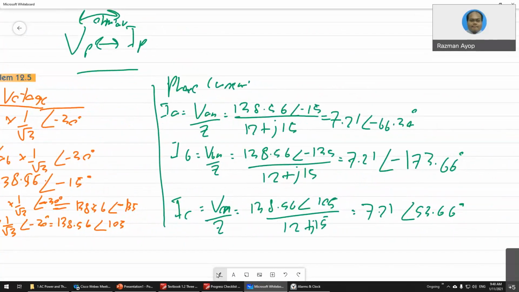Before I proceed, this is just a trick to make sure your answer is correct. The amplitude for a balanced load is usually the same. Only the angle changes, and the angles are 120 degrees apart. If you want to know whether your answer is correct or not, you just compare it. Negative 66.34 plus 173.66.